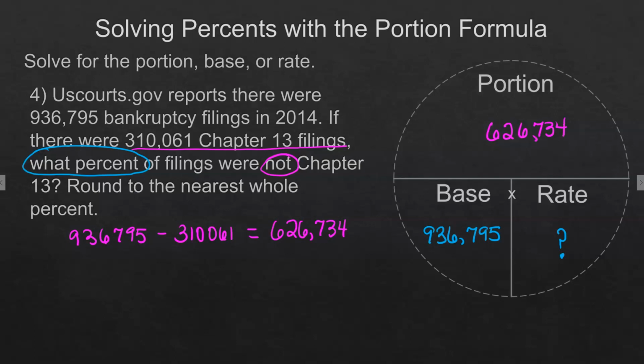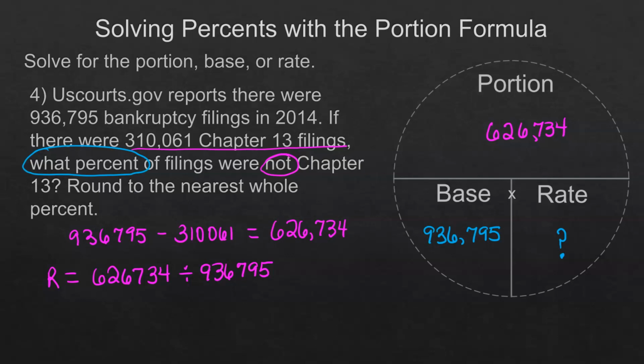Okay, now sometimes this is going to happen, that you have to do a little work to figure out what you're actually going to put in your circle. Okay, so now we're going to divide the portion, the 626,734, by 936,795, and that's going to give us our percent.